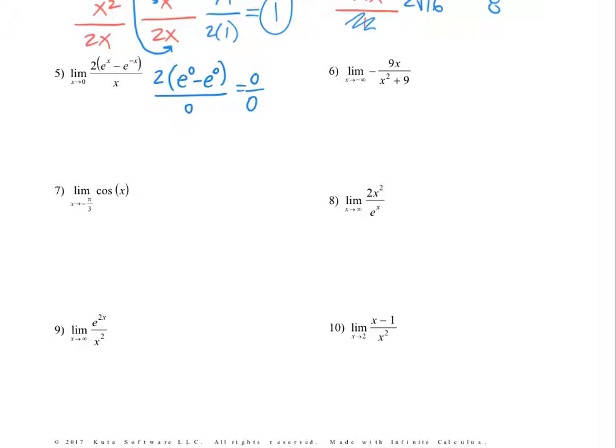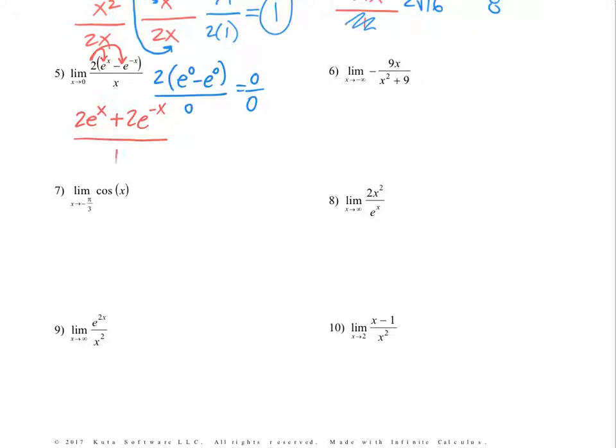The derivative of the top is going to be, let me think of this as 2e to the x minus 2e to the negative x. The derivative of 2e to the x is 2e to the x. The derivative of 2e to the negative x is negative 2e to the negative x because of the chain rule, but that subtraction sign and the new negative are going to become a positive.